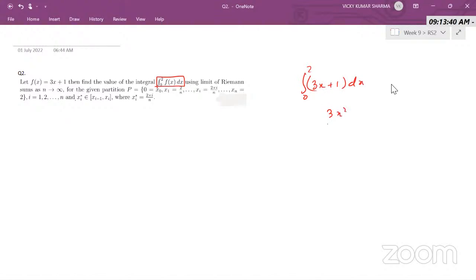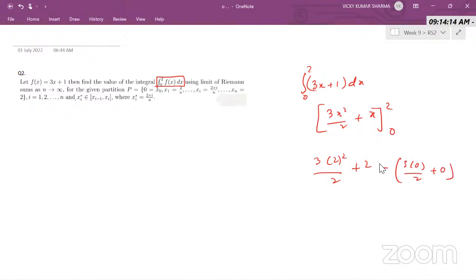From here, I get 3x square by 2 plus x, correct? And then I have to substitute this limit 2 to 0. So this is going to be 3 into 4 by 2, so this is going to be 6 plus 2. It's a little bit slow, okay, fine, no problem. So now you just have to substitute this value. If you substitute this 2 first, this is going to be 3 into 2 square by 2 plus 2, minus this entire thing, which is 3 into 0 by 2 plus 0. So what do you get from here?